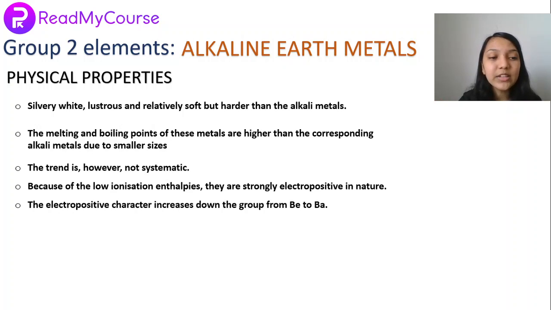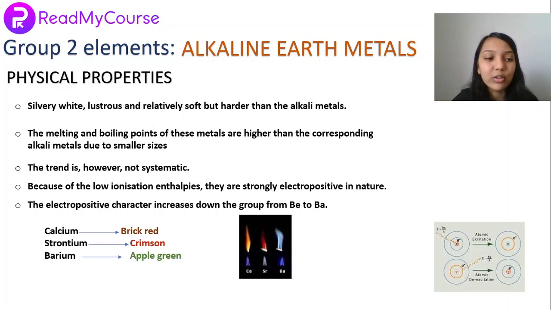And the trend is however not systematic. When we talk about the trends in the alkaline earth metals, the trend is not at all systematic, and we'll see this when we discuss the chemical properties and other trends as well. Because of the low ionization enthalpy, they are strongly electropositive in nature, and the electropositive character increases down the group, from beryllium to barium. This is all clear, right? There is nothing much to explain in all this.